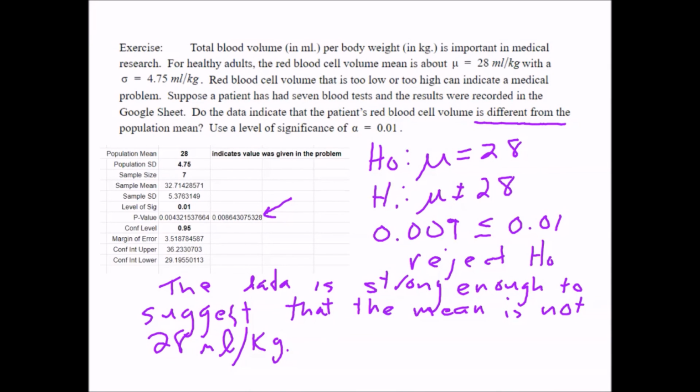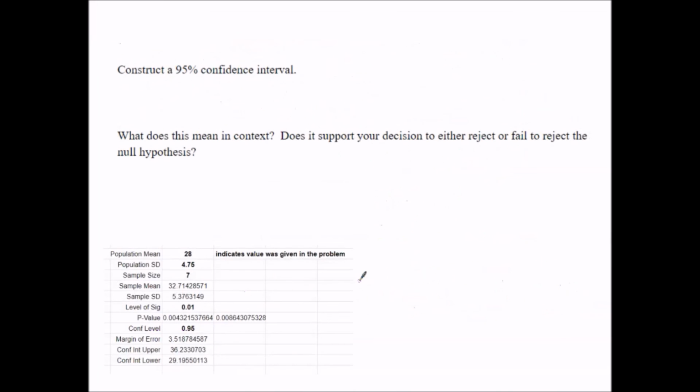Now, it went on to ask for a 95% confidence interval. We're going to see if that jives with what we just said. And so again, what we just said is that we're rejecting the null hypothesis. It's not 28. We have good reason to believe it's not 28. So if we go down here, here's our confidence interval, 29.2 to 36.2.